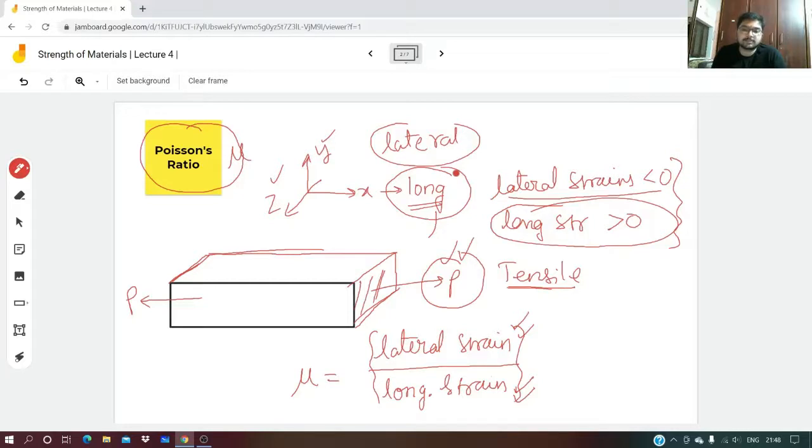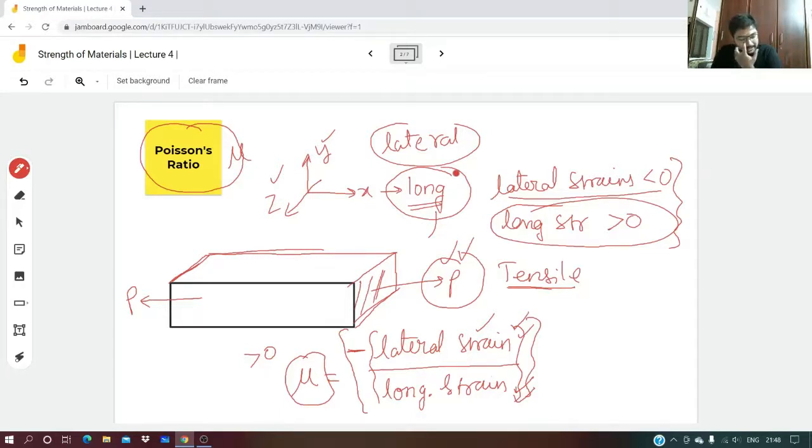That means if one term is positive, the other term is negative. If lateral strain is positive, this is negative. If this is positive, this lateral strain is negative. So either one of them is always negative. To make this ratio positive, we will apply minus sign, and we consider that this mu, this Poisson's ratio, is always greater than 0. Right? Just to make it as a positive case, we are applying minus sign. Now formula for mu is this, minus of lateral strain by longitudinal strain.